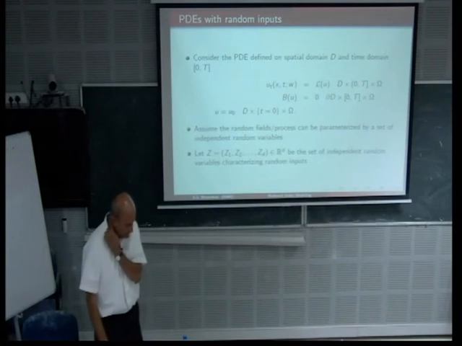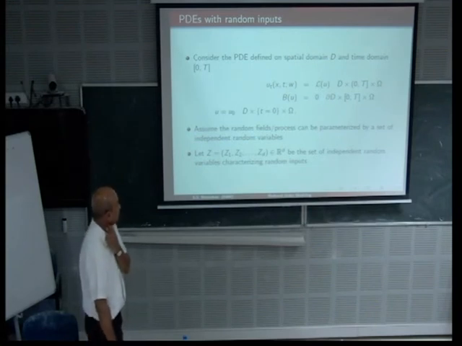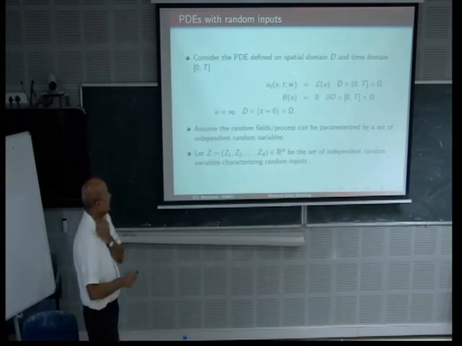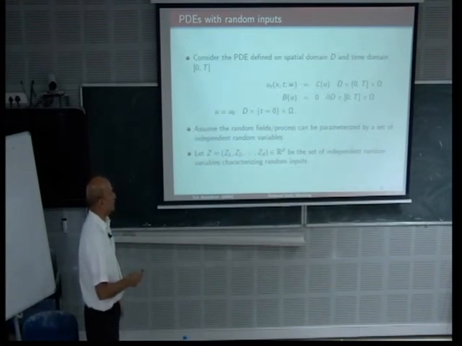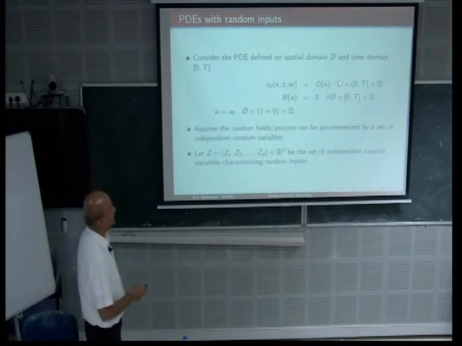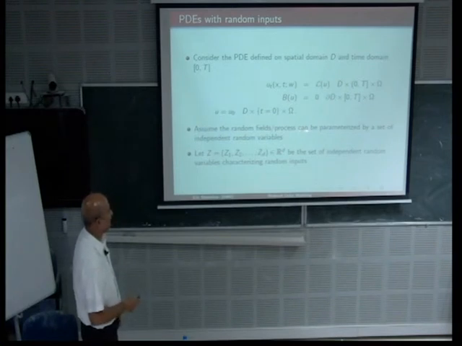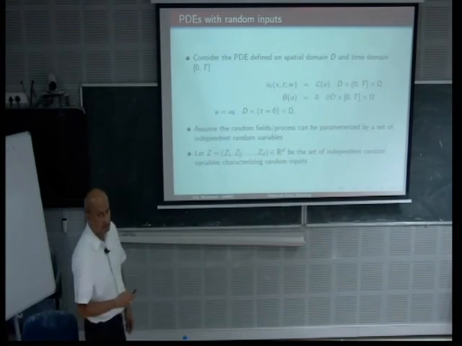So here is an example where we can carry out this program. You have a PDE such as a heat equation, or just think of some nonlinear or linear PDE with some operator. D is the spatial domain, and this is the time domain. That is your random domain, with some boundary operator and boundary condition, and u is the initial condition. Assume the random field process can be parameterized by a set of independent random variables.